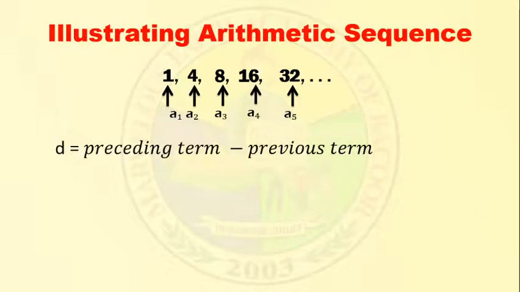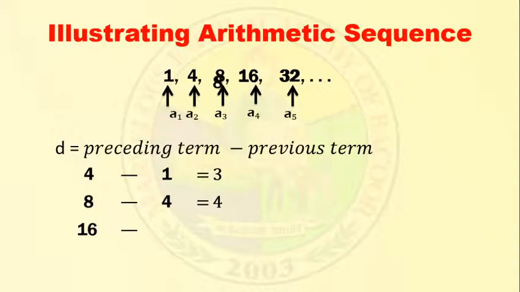Okay? So, the preceding term is 4 minus the previous term, which is 1. So, 4 minus 1, the answer is 3. Next, 8 is the preceding term minus the previous term, 4. So 8 minus 4 equals 4. Next, 16 is the preceding term minus the previous term, which is 8. So 16 minus 8, the answer is 8. Next, 32 is the preceding term and 16 is the previous term. So 32 minus 16, the answer is 16.